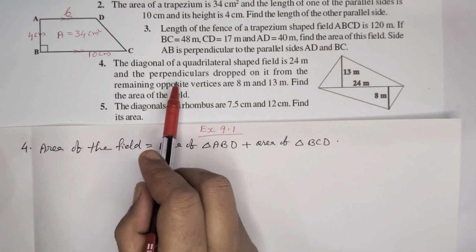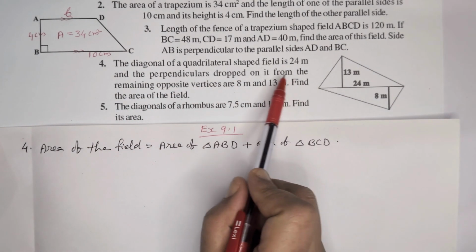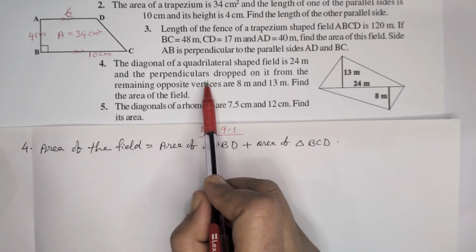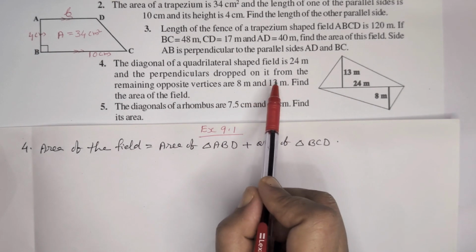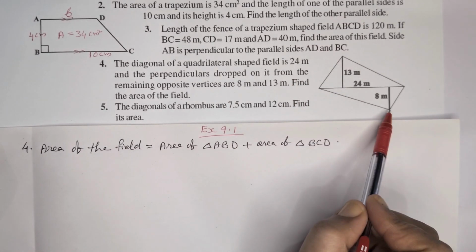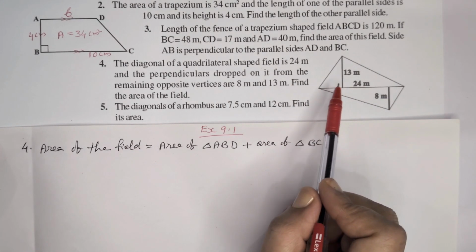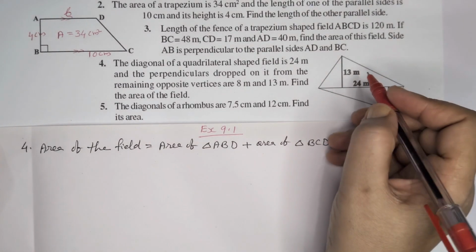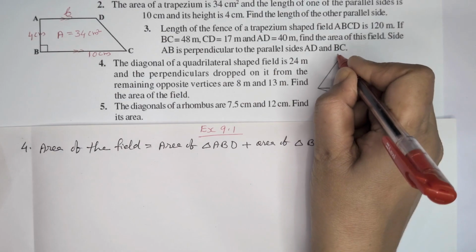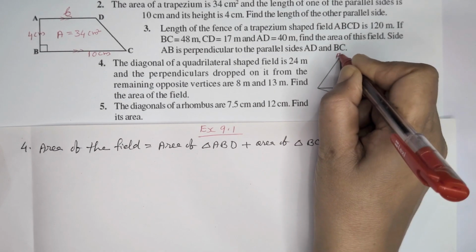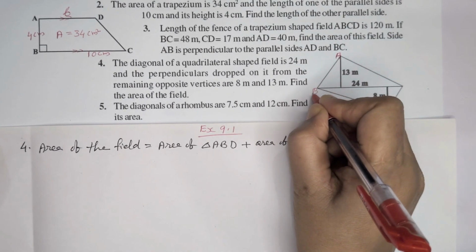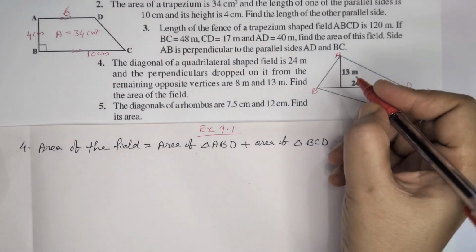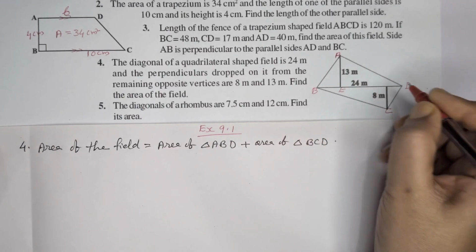Question number 4. The diagonal of a quadrilateral shaped field is 24 meter and the perpendiculars dropped on it from the remaining opposite vertices are 8 meter and 13 meter. Find the area of the field. We can name the field as ABCD here, A, B, C, D, and the perpendiculars here E, F.